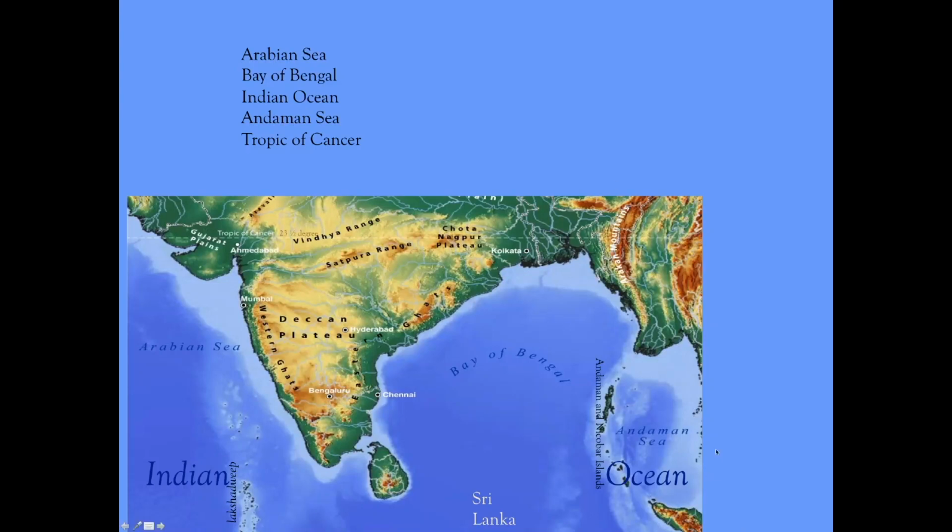And to the southeast of India, near the Andaman and Nicobar Islands, there is a sea, that is the Andaman Sea, named after this island group. And here to the southwest of India, another island group is Lakshadweep. Both these island groups are union territories of India.